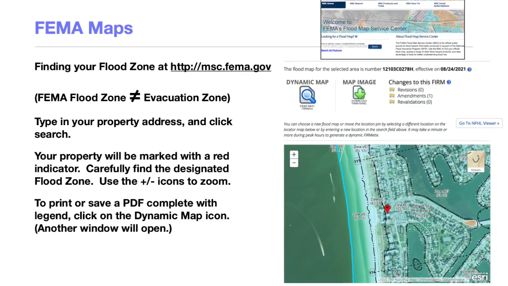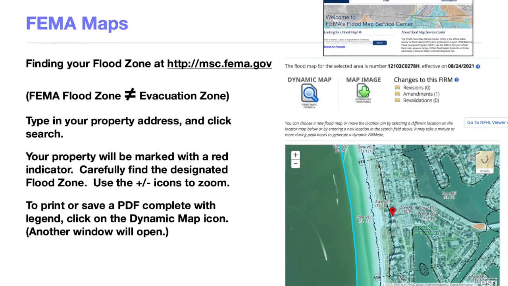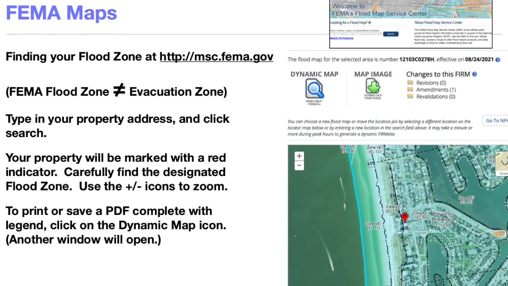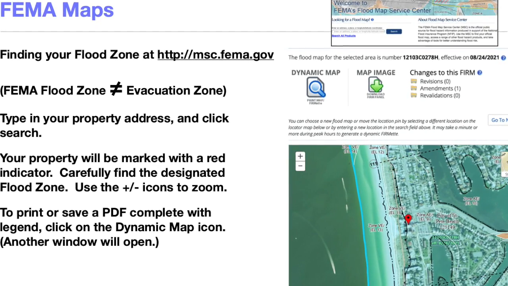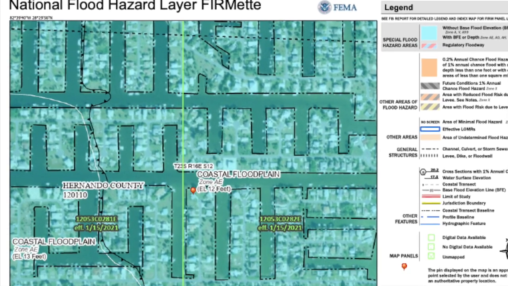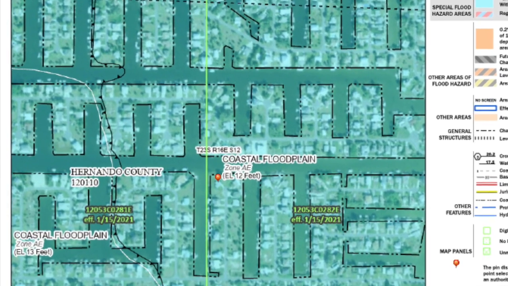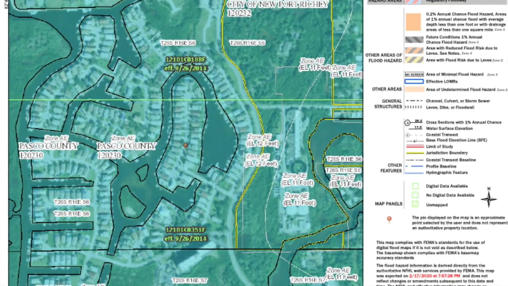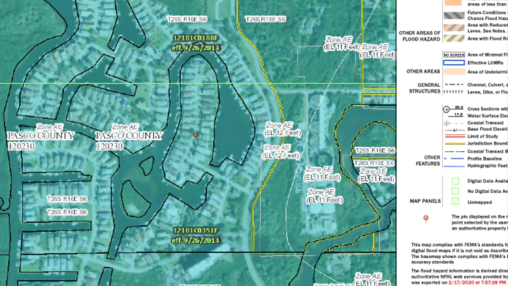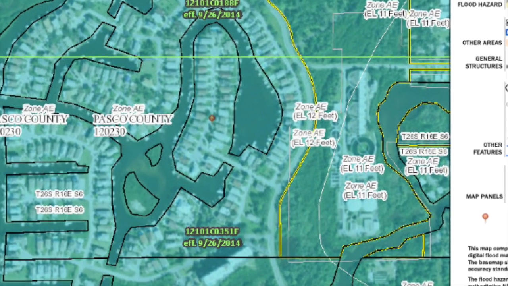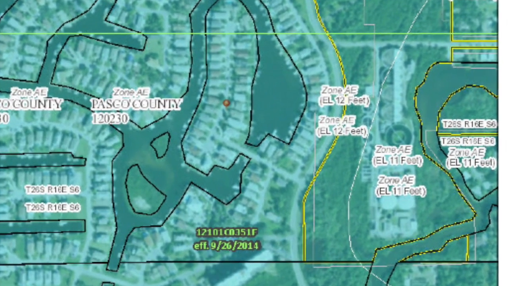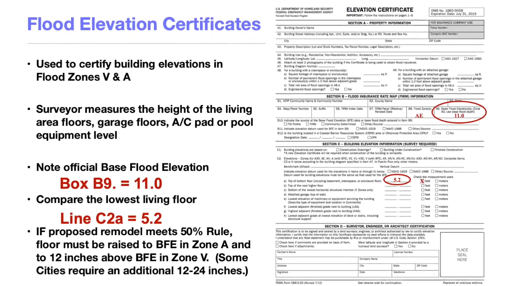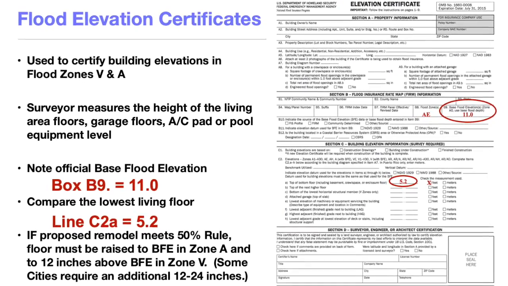You can find your flood zone by going to the Map Service Center on the FEMA website. Just type in your property address and click Search. Very carefully find your flood zone on the map. You may need to zoom in a lot, or you may need to zoom out so that you can find the name of the flood zone. If you can't figure out which flood zone your property is in, don't worry about it too much. Your surveyor will make the official determination anyways.